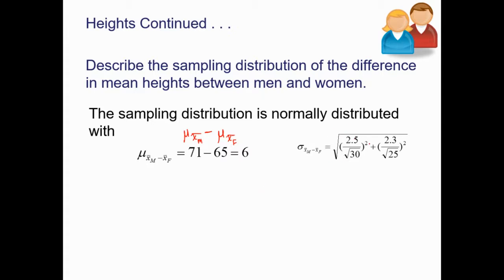And then we already talked about how we got this standard deviation. This 2.5 over the square root of 30 is just sigma x bar m. This would be sigma x bar f. We had to square it, add them together, and then take the square root.